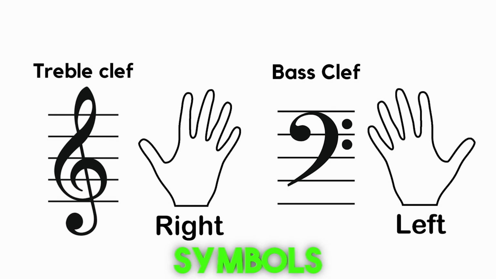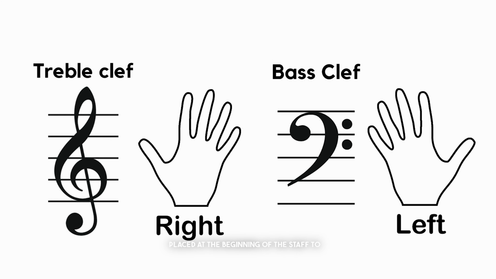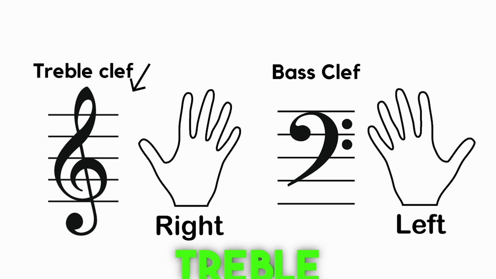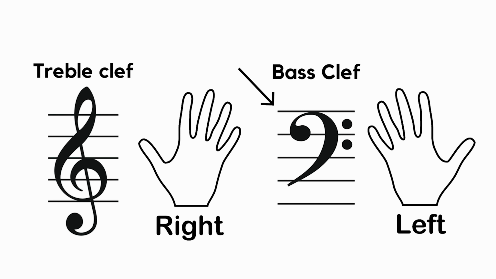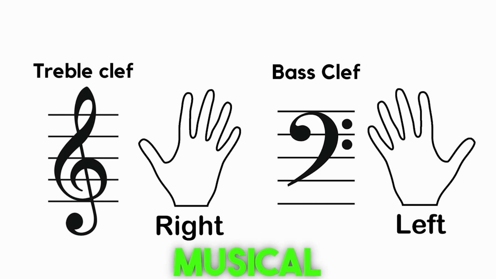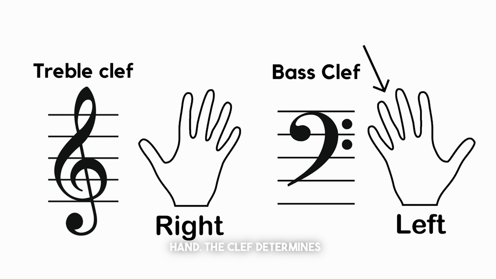Clefs. Clefs are symbols placed at the beginning of the staff to indicate the range of notes. The most common clefs are the treble clef, used for higher musical notes, which represents the right hand, and the bass clef, used for lower musical notes, which represents the left hand. The clef determines the pitch of the notes on the staff.